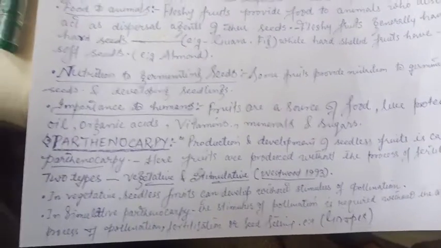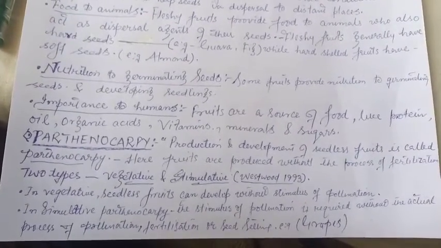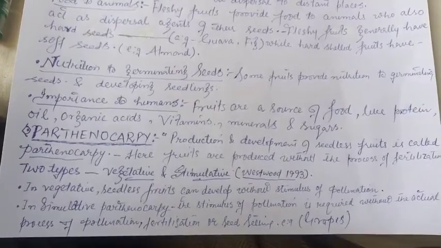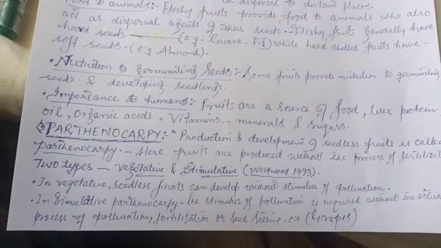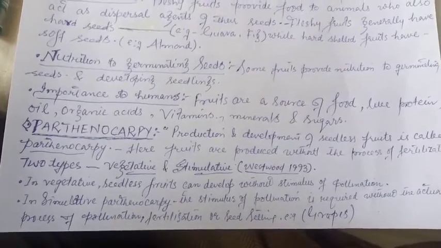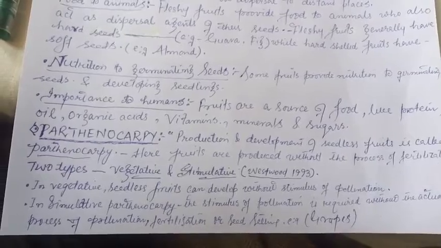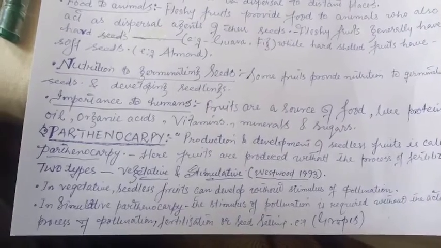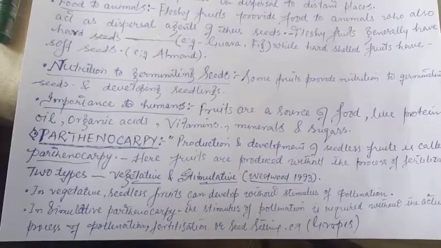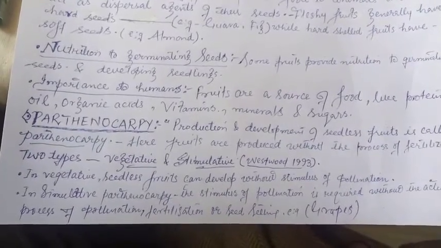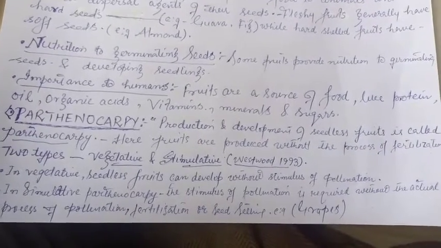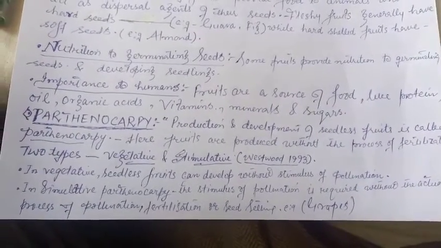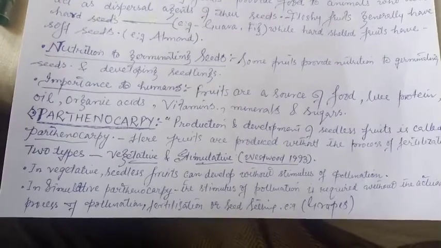Parthenocarpy is another term that you may come across. That is the production and development of seedless fruits. Here fruits are produced without the process of fertilization. It is of two types, as described by Westwood in 1993. First one is the vegetative parthenocarpy and the second is the stimulative parthenocarpy. In vegetative, seedless fruits can develop without the stimulus of pollination, and in stimulative parthenocarpy, the stimulus of pollination is required without the actual process of fertilization or seed setting, as in the case of grapes.